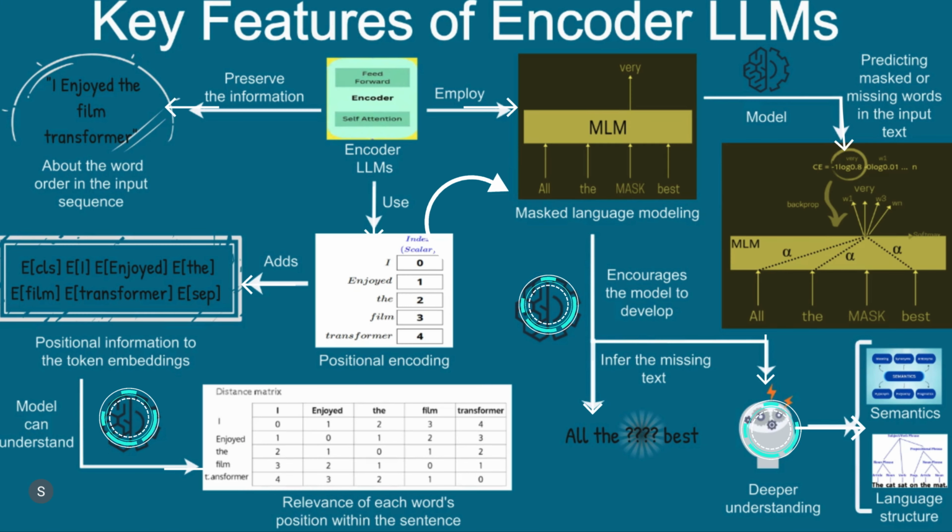To preserve the information about the word order in the input sequence, encoder LLMs use positional encoding. This technique adds positional information to the token embeddings, making sure that the model can understand the relevance of each word's position within the sentence. Encoder LLMs often employ masked language modeling, where the model is tasked with predicting the masked or missing words in the input text. This approach encourages the model to develop a deeper understanding of language structure and semantics because it must infer the missing information based on the surrounding context.